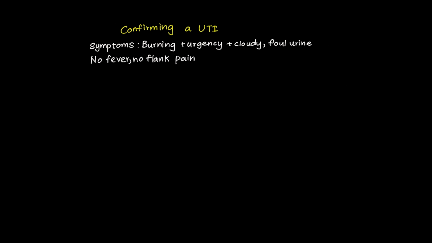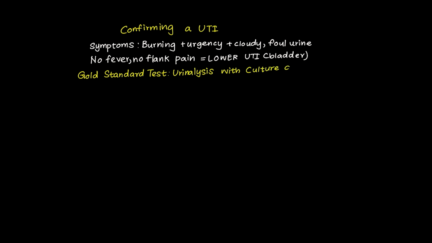Urinalysis with culture and sensitivity is the gold standard for confirming a urinary tract infection. The urinalysis portion detects white blood cells, red blood cells, nitrites and leukocyte esterase, all markers of infection in the urine. The culture grows the actual bacteria to identify the specific organism causing the infection. The sensitivity part tests which antibiotics the organism responds to, guiding targeted treatment.